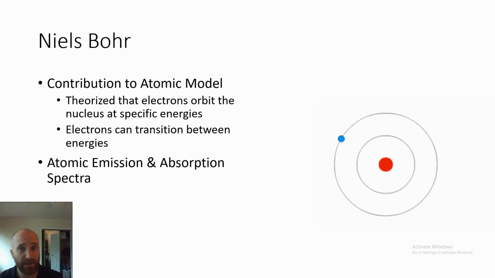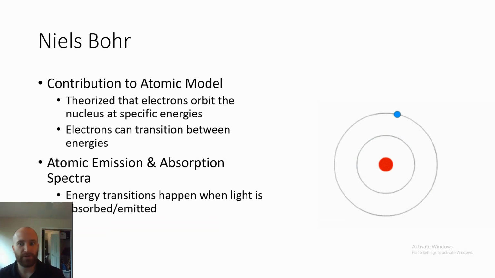Now the way it transitions is by absorbing or releasing energy in the form of light. So to go up in energy, this electron will absorb light, and to go down in energy, it will release light. This is kind of a jump from our previous understanding of an atom. But it turns out that it's a great match for experimental evidence. So we have these things called atomic emission spectra, so emission and absorption spectra.